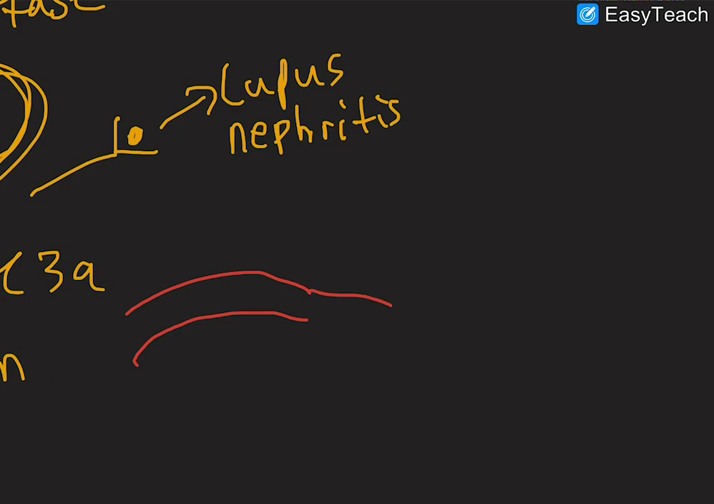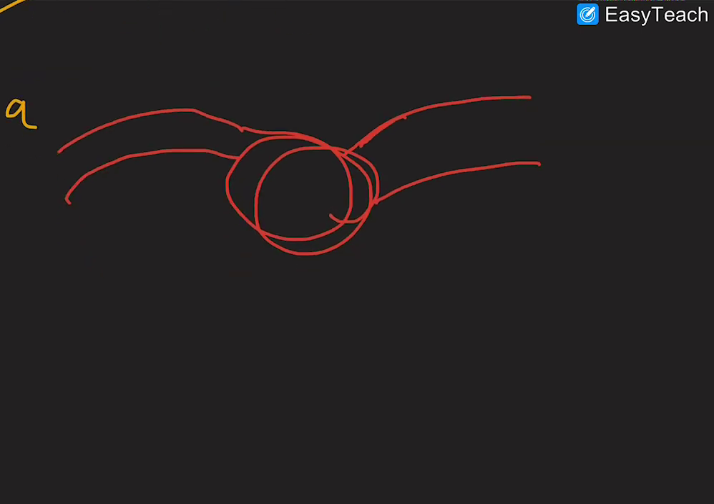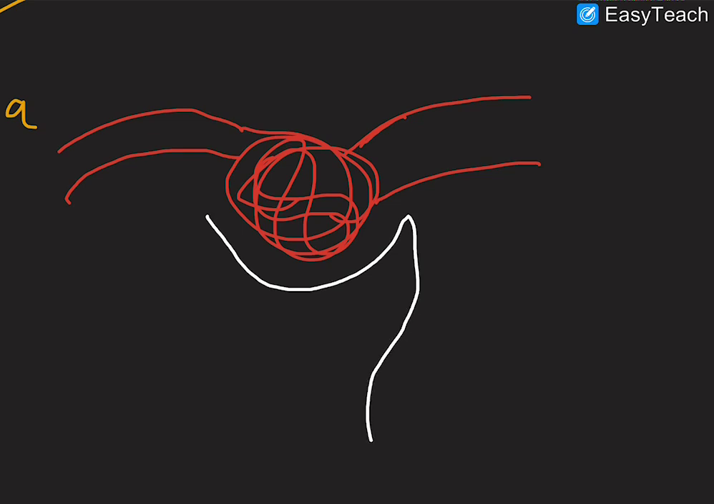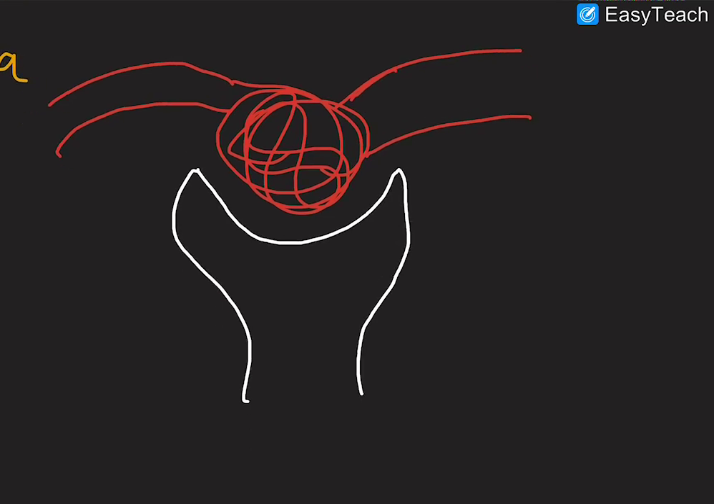That comes into and then forms our glomeruli, and then you have the renal vein that leaves, right? And then we have our glomerulus here, which is our tuft of capillaries, and then you have your Bowman's capsule like that, and that goes on and forms things like the proximal convoluted tubule, descending loop of Henle, ascending, and so on, right?